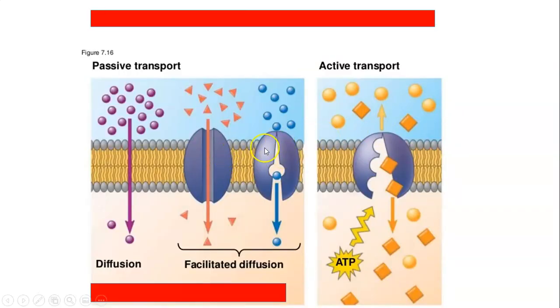I hope you recognize these same two. Here's the channel protein. Here is the carrier protein. And here there's high concentration, this blue solute, whatever it is, low concentration. So this is passive, so this requires no energy. Instead, this is a carrier protein again, but if you look carefully at the squares and circles, it's going against the concentration gradient. It's going uphill, and that's why it requires ATP.